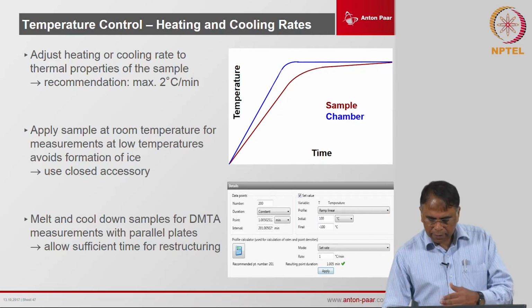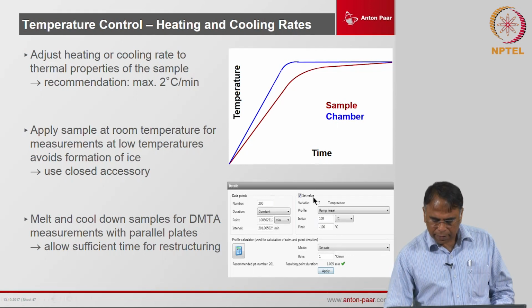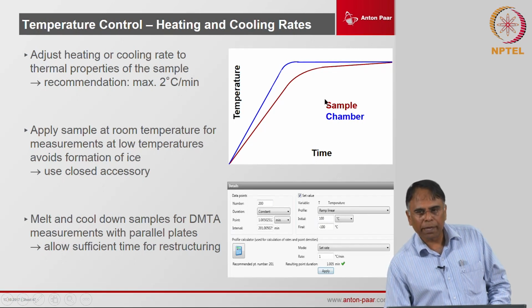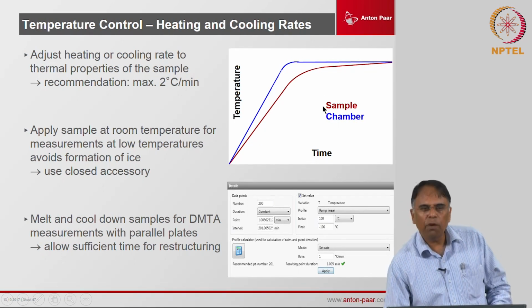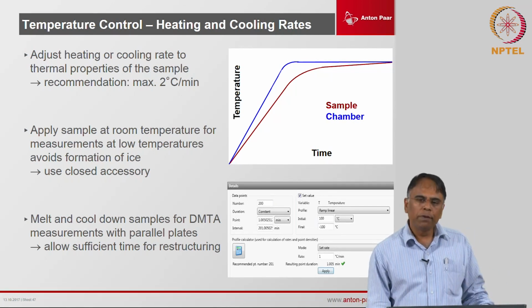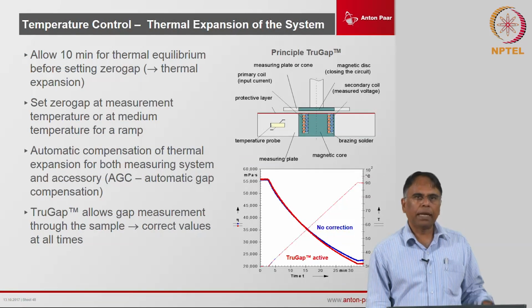You can see the heating and cooling rate settings over here that can be done. Here we can see how the sample is following. The chamber is going very fast, but the sample is really not able to keep up. So, if you have samples which have very low thermal conductivity, then definitely you will have to go to much lower heating rates for your sample.